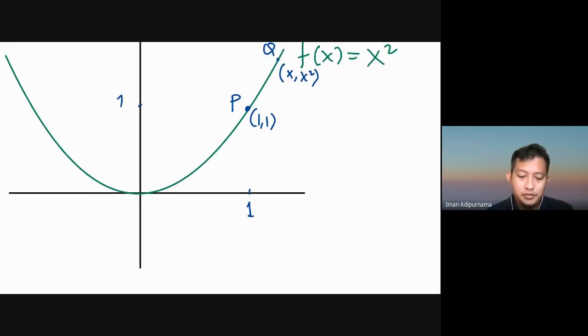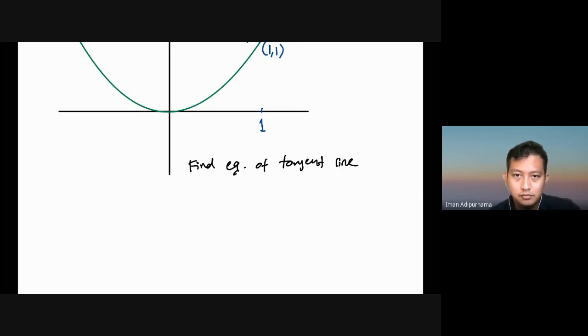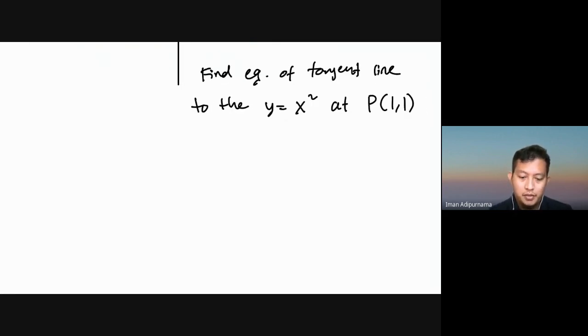And how to find the equation of the tangent line? I believe you still remember how. So, find the equation of the tangent line to the function y equals x squared at P(1, 1). Okay. So we can start by taking the gradients, right? Taking the gradients.